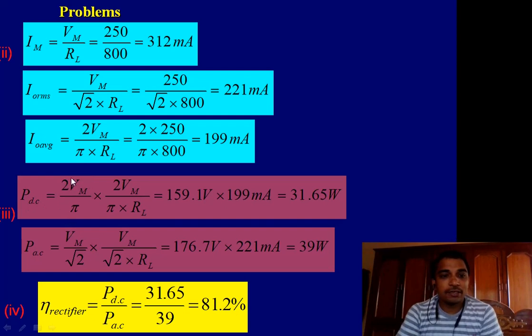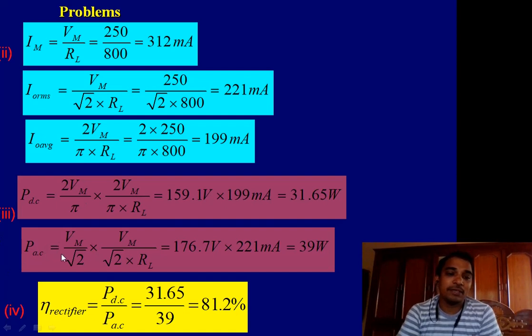The output power available, DC output power, is V naught DC into I naught DC, so 2 Vm by pi into 2 Vm by pi into RL. So 159 volts into 199 milliamps, which we have done just now. So 31.65 watts is the DC power available at the load side.